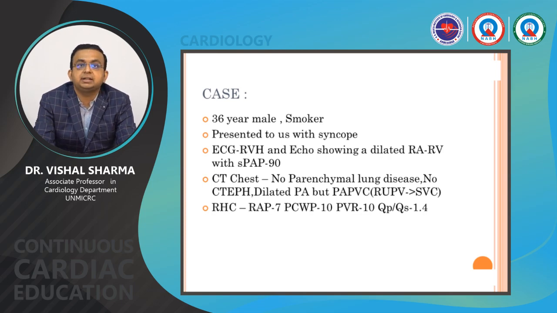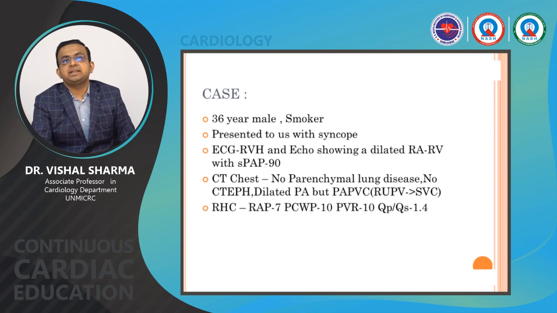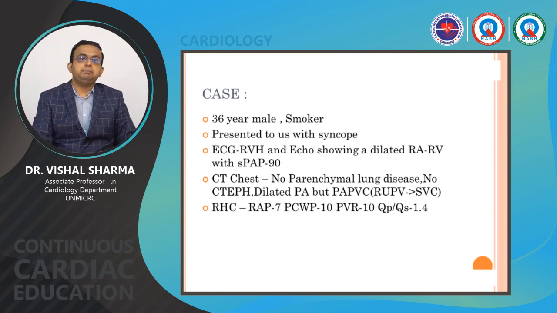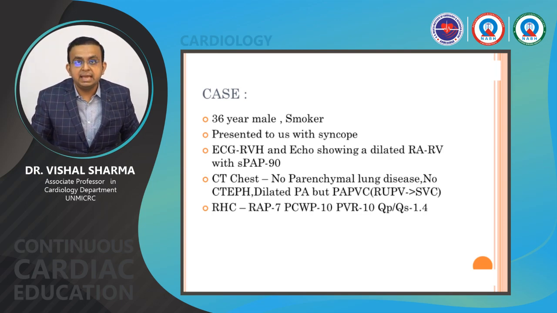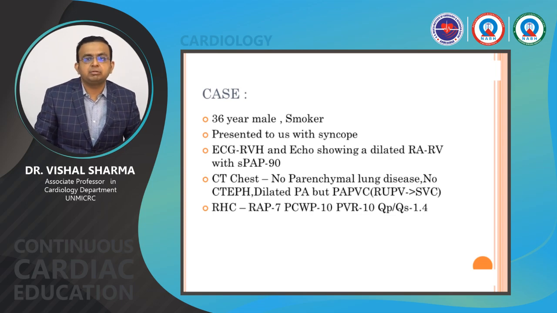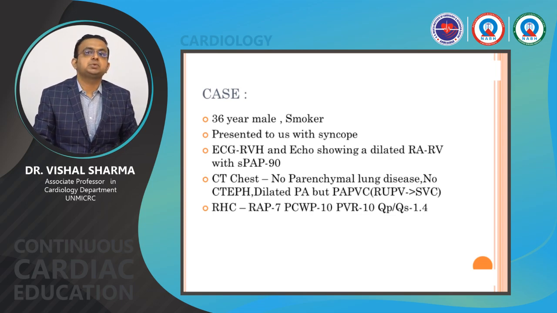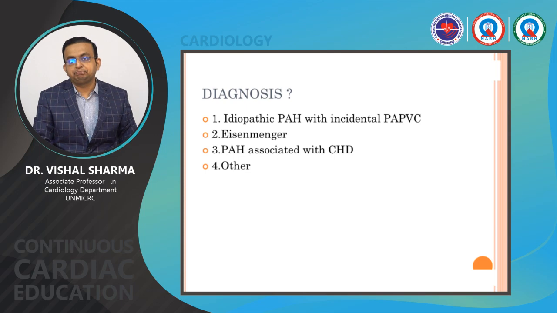We also performed right heart catheterization. The mean RA pressure was 7, pulmonary capillary wedge pressure 10, PVR of 10 Wood units, and since he was having this left to right shunt, we calculated the Qp/Qs in this patient, and Qp/Qs turned out to be 1.4.